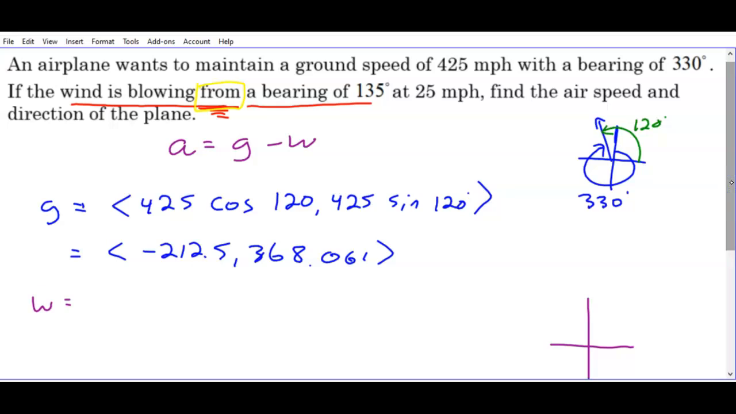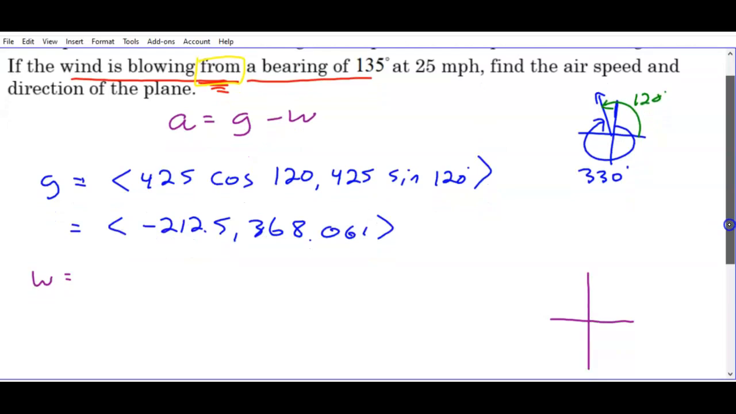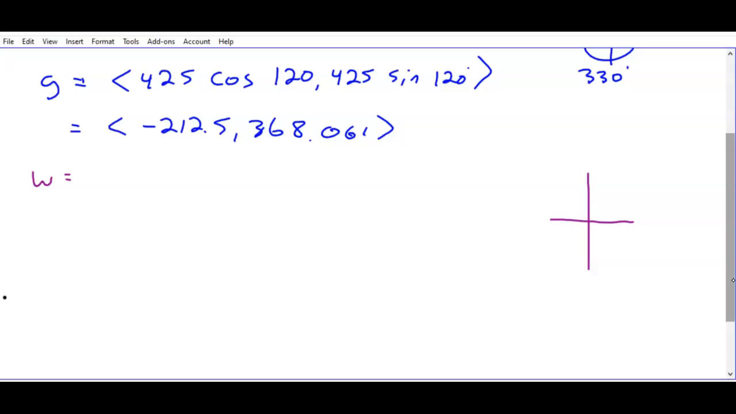Okay, it says the wind is blowing from 135. So I have to think about where 135 is, a bearing of 135 for my wind. And that's where it's blowing from. So my first thought is, where's 135? Well, 135 for me is going to be down that direction. But it's blowing from 135. So which way is it going? Up into the second quadrant, isn't it? So my wind is pushing my plane that way.